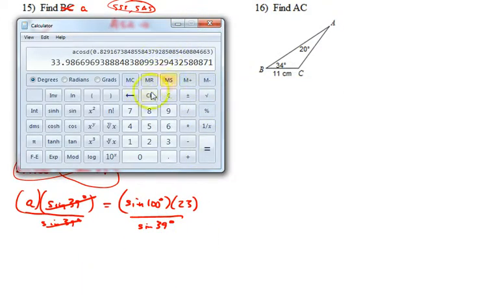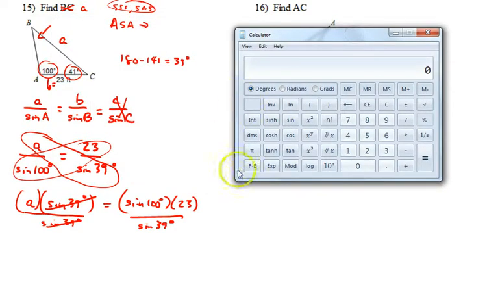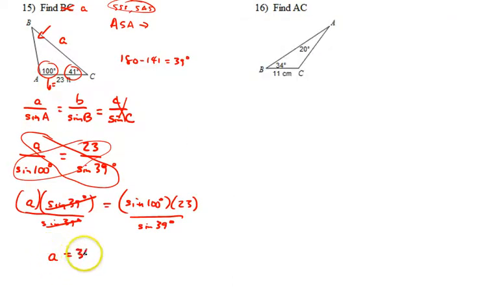So let's clear out the last problem that we had in there. I got to do this a little bit differently on this calculator, so I hit 100 sine times 23 divided by 39 sine equals 35.99. Round to the nearest tenth, A is going to be 36.0, just 36. This one, finding AC, once again, AC is this side, so that's little b. This guy, I could have crossed it out and just put little b.